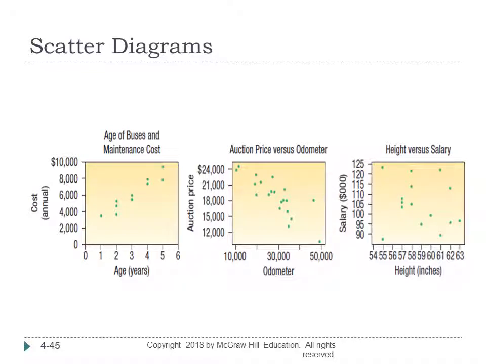The third example shows the relationship between two variables: the height of a person and how much money they make, the salary of that person. Is there a relationship between the height of a person and how much money he makes? Of course, logically no, you expect that there should be no relationship.